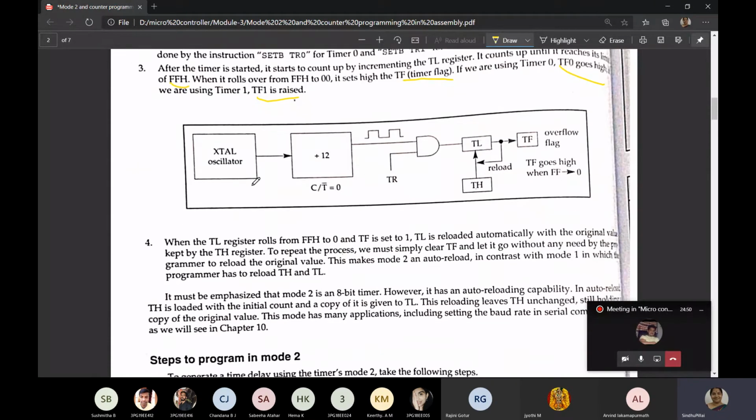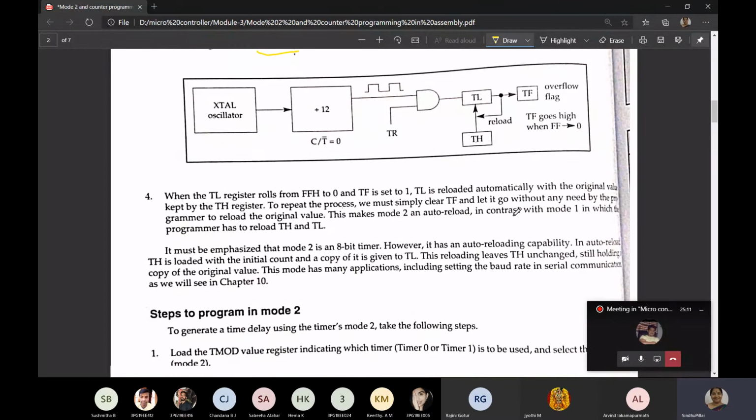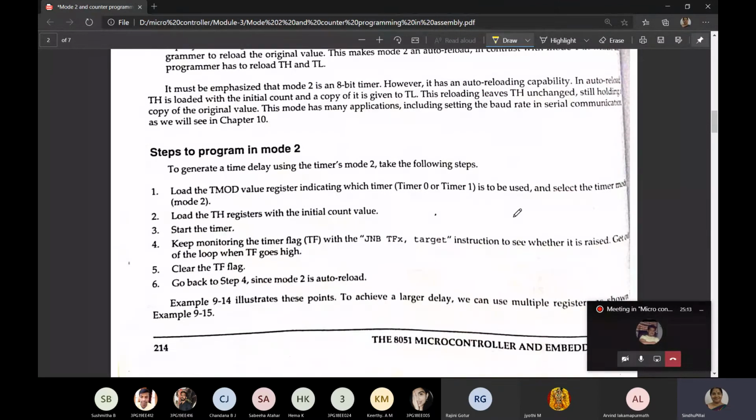So this is just the figure. We have a Xtal oscillator which is divided by 12. For timer it should be set to 0. This is the start of timer, TR. This is TL and TF, and TH is here, where the auto reload will happen. The overflow flag is TF, which moves from FF to 0. These are some points for mode 2 programming.